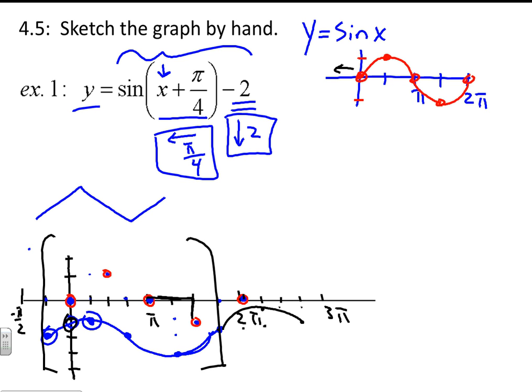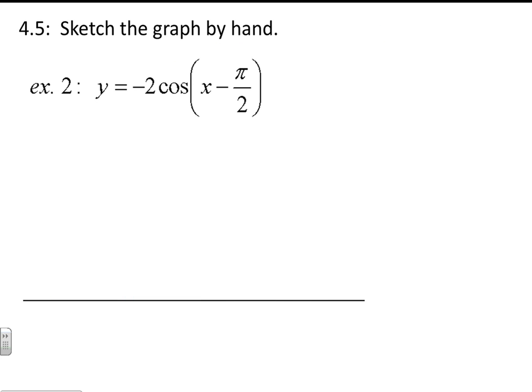Okay, so that's our conceptual approach to a sine graph. Let's take a look at a cosine graph. Same approach. We need to know y equals cosine of x, just the parent function.